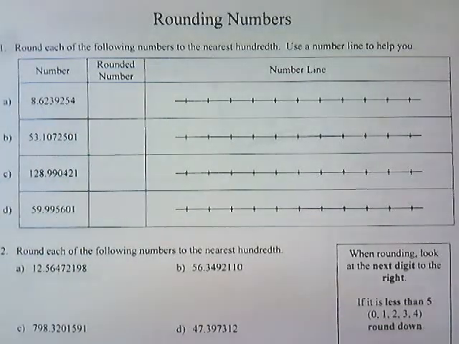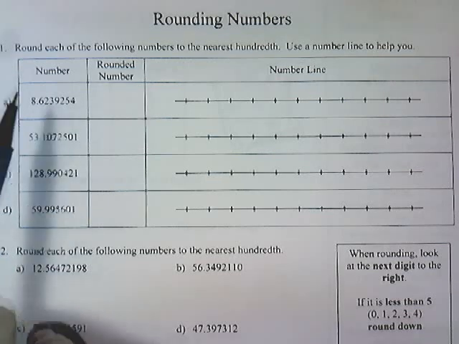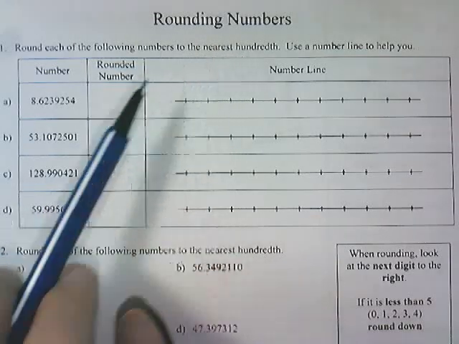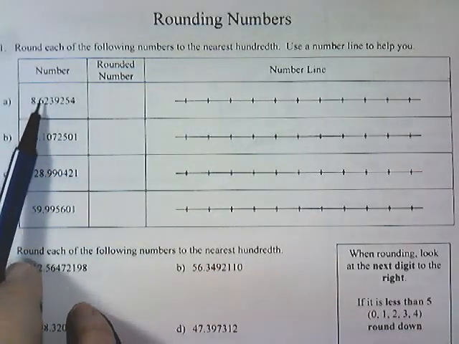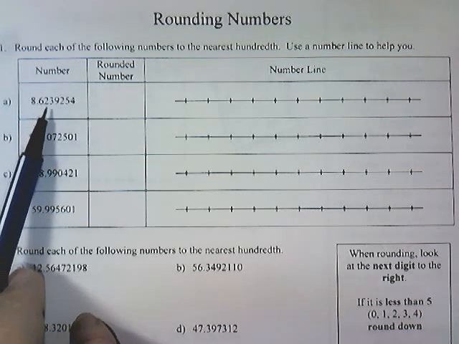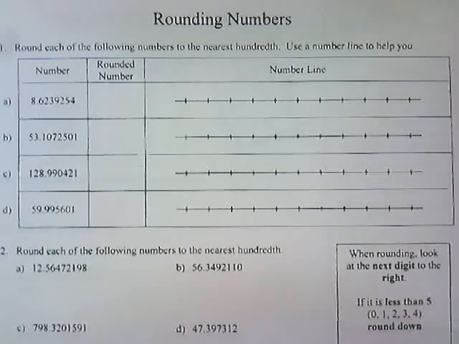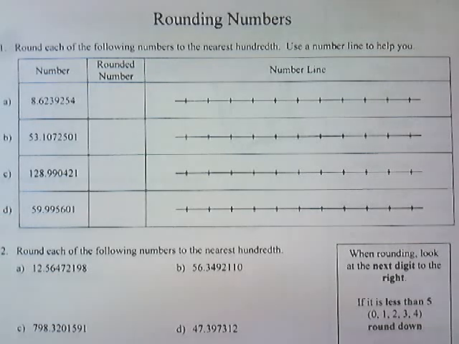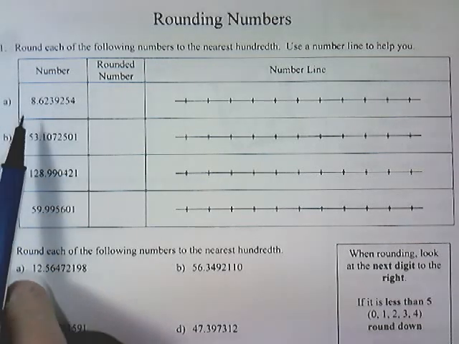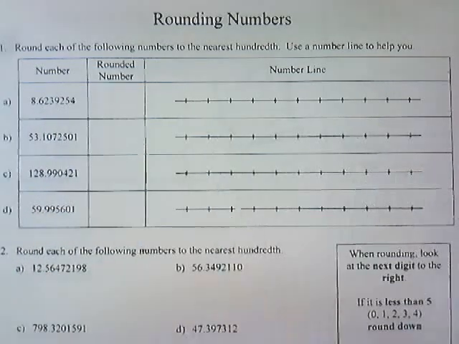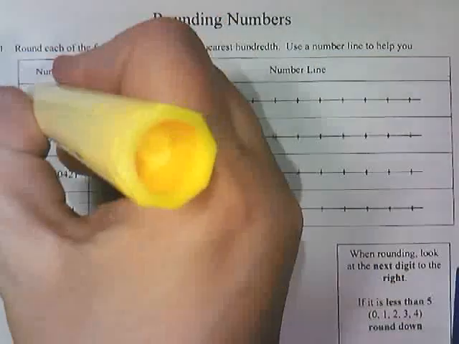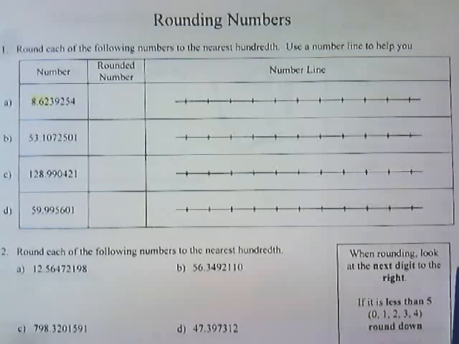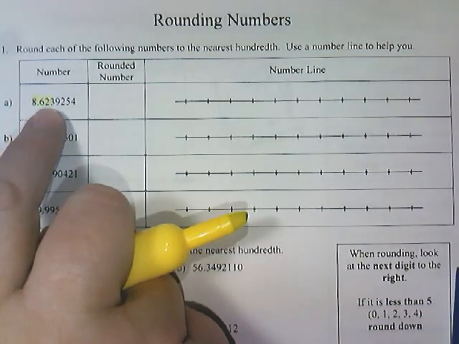So when we round a number, we are cutting off some of the decimal places so that we're not writing out quite as many numbers. So the nearest hundredth, the tenth would be the first number after the decimal, and the hundredth would be the second number after our decimal. So if we are trying to round to the nearest hundredth, I'm looking at my first number here, which is 8.6239254. So the nearest hundredth means we count the whole part of the number, which is 8, and then the first two numbers after the decimal, which would be 8.62.